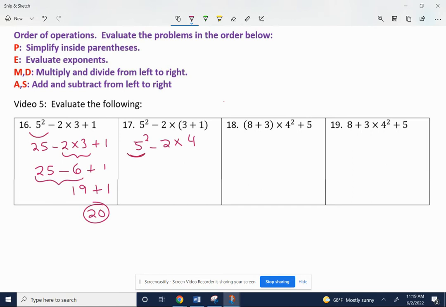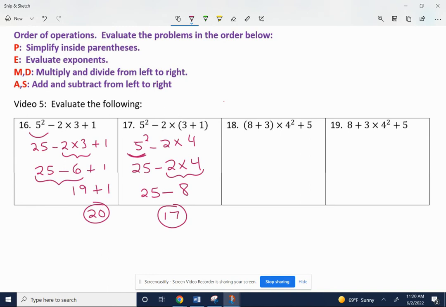Exponents next. 5 to the second, again, is 5 times 5, which is 25. So we have 25 minus 2 times 4. So we did parentheses, we did exponents. Now look for multiply and divide. We do have a multiply. We have 2 times 4 is 8. So we have 25 minus 8. Last thing we do is add and subtract from left to right. We only have one subtraction. 25 minus 8, I believe, is 17.